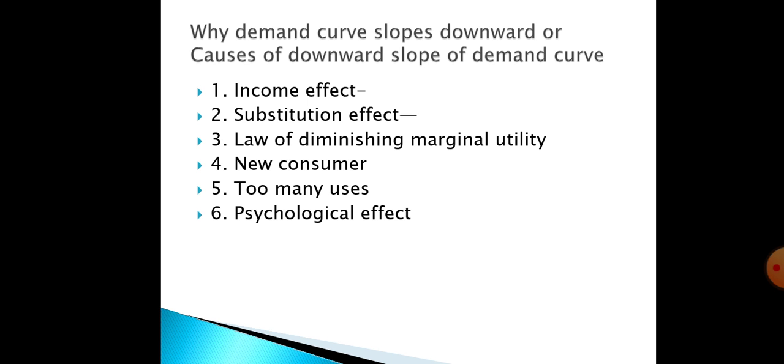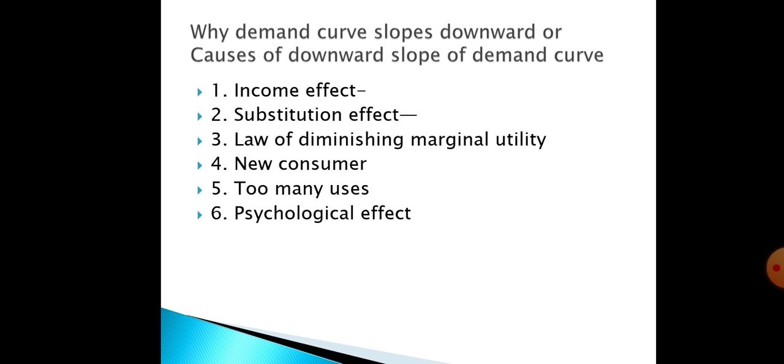There are certain reasons why demand curves slope downwards. First reason is the income effect, then substitution effect, law of diminishing marginal utility, new customers, too many users, and psychological effect. These are the reasons why the demand curve slopes downward. If we talk about the chief characteristics of the law of demand, that is an inverse relationship. There is an inverse relationship between price and quantity demanded. Price is the independent variable and demand is the dependent variable. Other things being equal, it is a qualitative statement and it is concerned with a certain period of time.